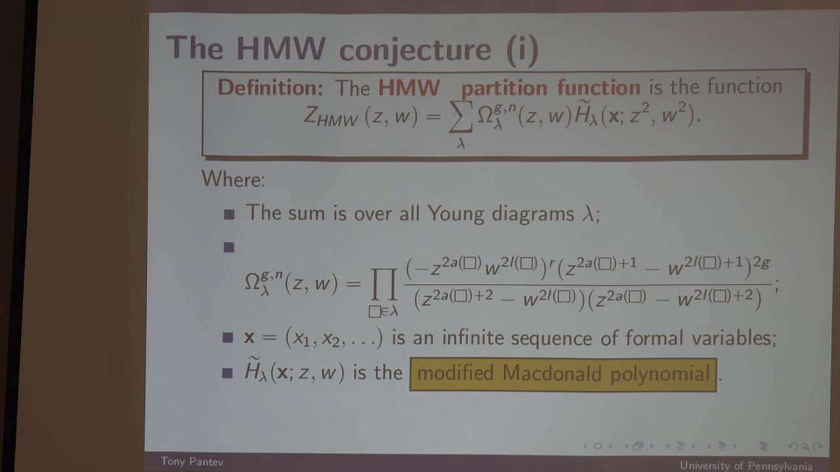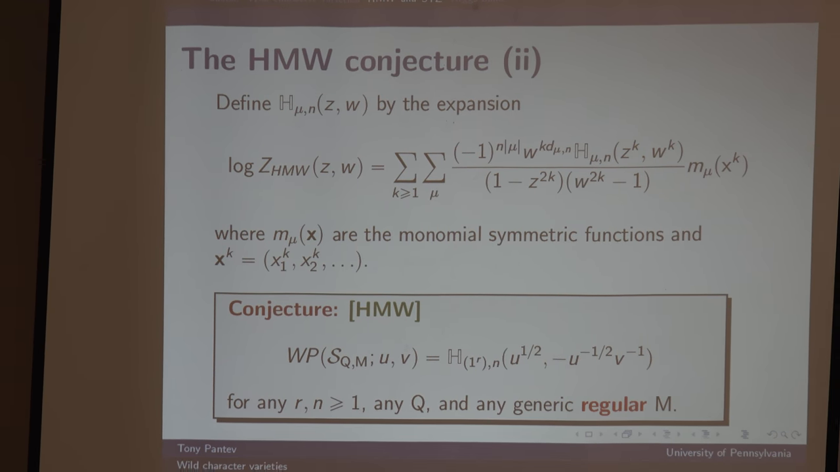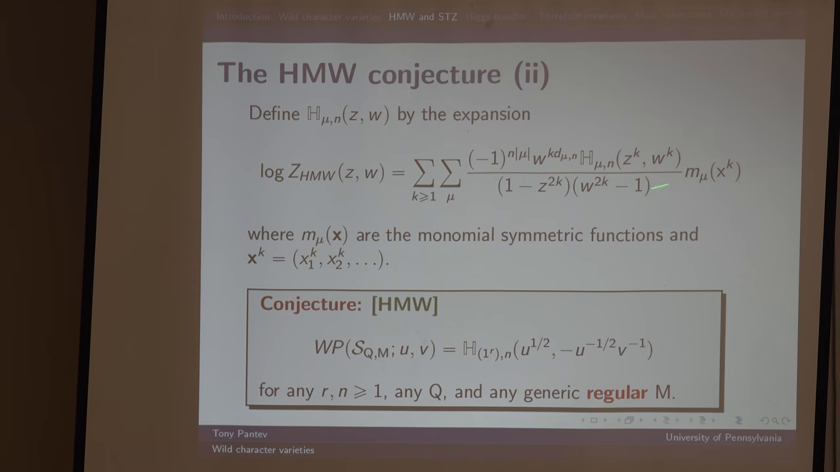Okay, so there are some expressions, you see they are explicit, combinatorial, that give you this partition function. And you can reorganize that partition function by taking its formal plethystic logarithm in the variables x, and expanding in power series with respect to the monomials in the variable x, labeled by partitions again. And so if you normalize the coefficients, you get some new polynomials depending on partitions mu, of order n, and they are polynomials in z to the k and w to the k. They're just the coefficients in this expansion.